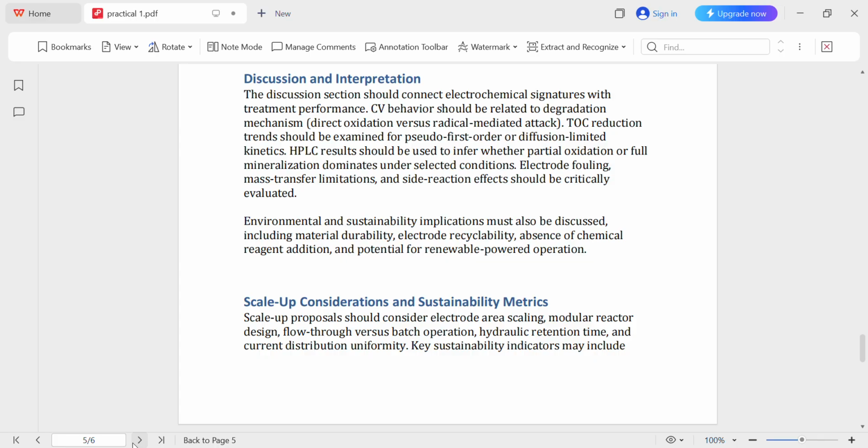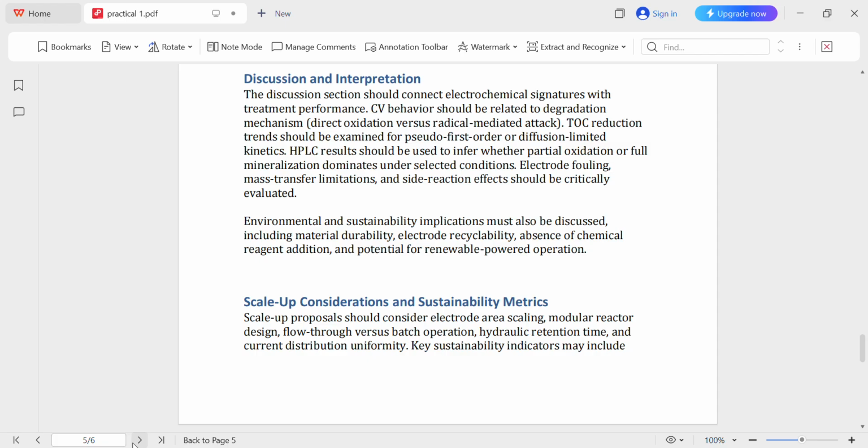Next are scale up considerations and sustainability metrics. Scale up proposals should consider electrode area scaling, modular reactor design, flow through versus batch operation, hydraulic retention time, and uniform current distribution. This means when moving from the lab to a large industrial setup, electrode area scaling means making the electrode bigger to handle more wastewater. Modular reactor design means using multiple small units that can be combined, and continuous flow means keeping water flowing instead of testing in batches.